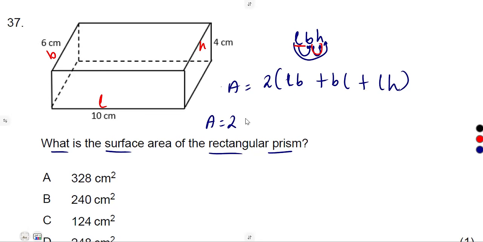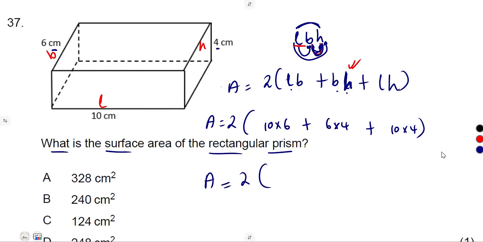Our area is going to be 2 into the length, which is 10, times the breadth, which is 6, plus breadth times height. Let's correct this one. So the breadth is 6, and the height is 4. Then we have the length and the height. The length is 10. The height is 4. Okay, so that's it. We have got your area there.